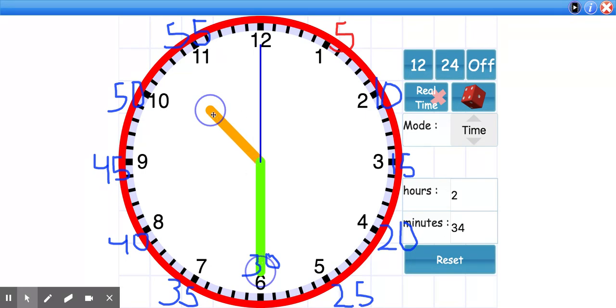So just to make sure we all understand, my hour hand is pointing halfway between my 10 and my 11. But it is not to my 11 yet. So it is still 10. Then I need to look at my minute hand. My minute hand has gone 5, 10, 15, 20, 25, 30. It's gone exactly halfway around the clock. So this time is 10:30.